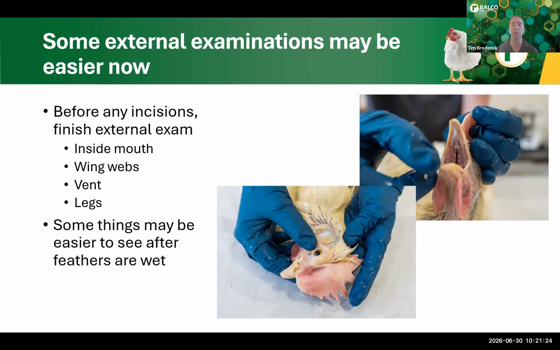I like to cut off the eyelids to get a better view of that whole ocular area, any kind of discharge, discoloration that we see, re-examining the wings, looking for, it's a little bit easier at this point to see bruising or any other type of condition that is hemorrhaging under the skin. Also re-examining the vent, legs, and inside of the mouth.